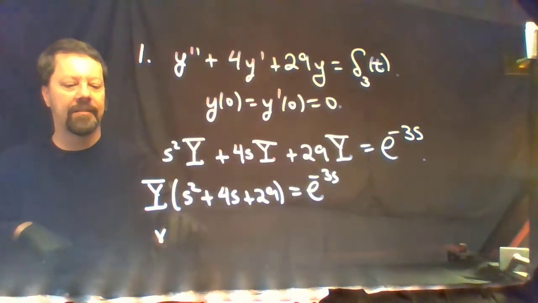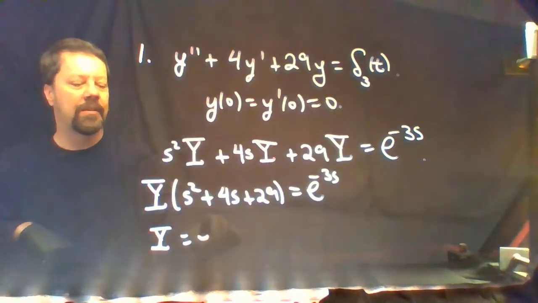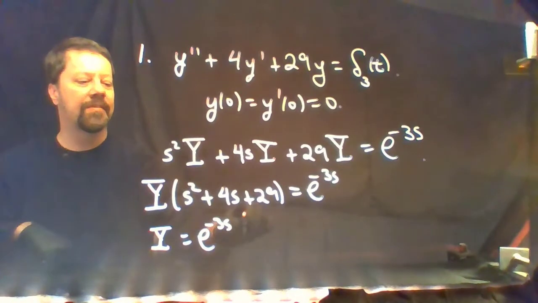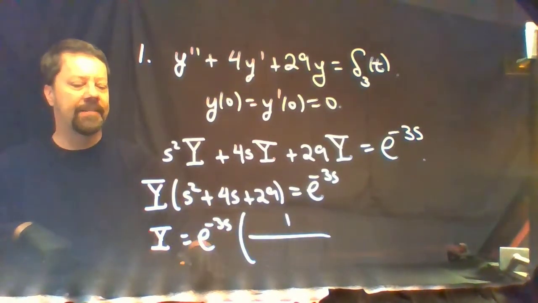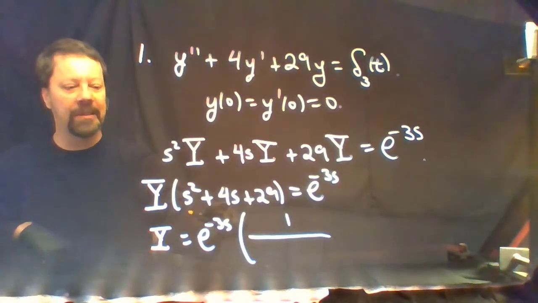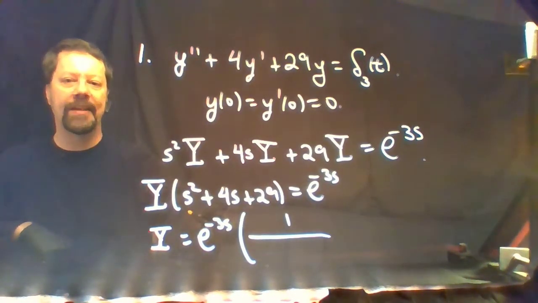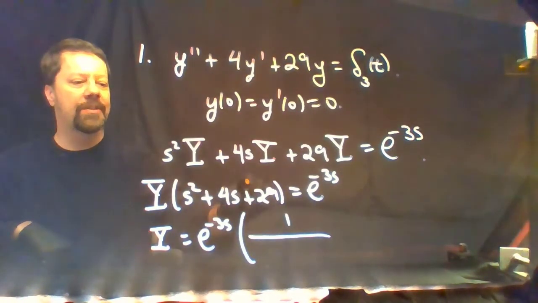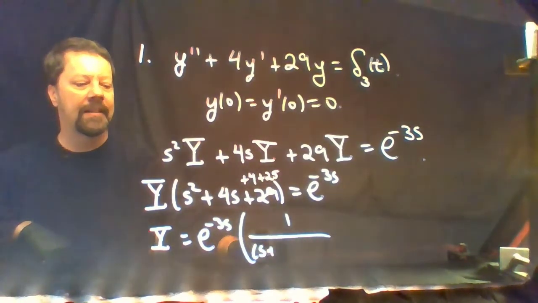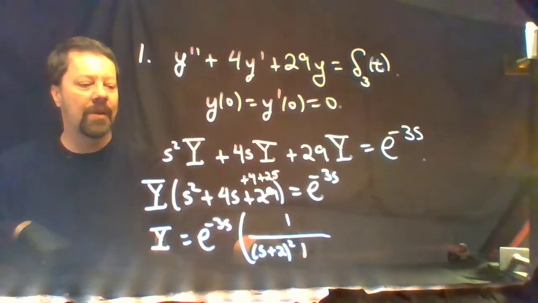Dividing, we have e to the minus 3s on the right-hand side, divided by this expression. Now, completing the square, dividing 4 by 2 yields 2, squared is 4. I kind of wish this were plus 4, but to counterbalance that, it's plus 25. That'll give us s plus 2 squared plus 25.